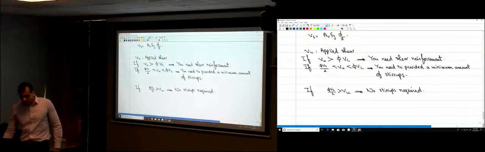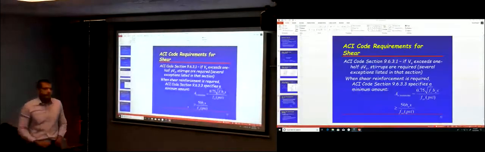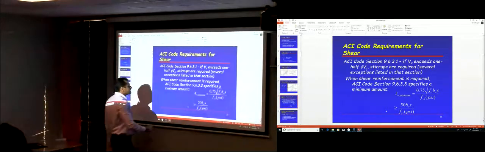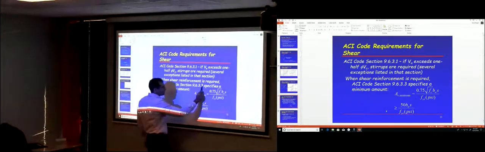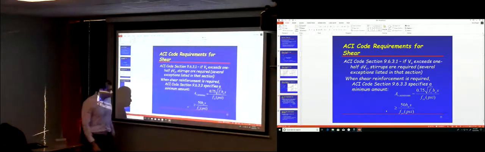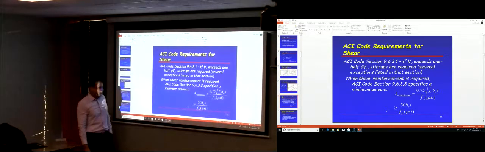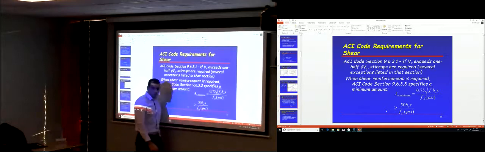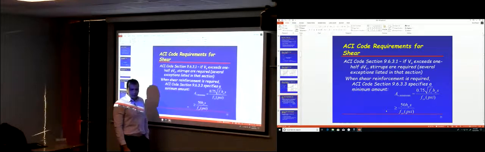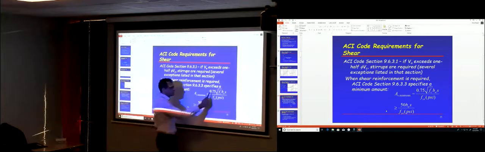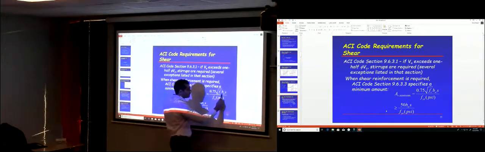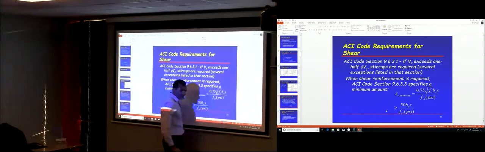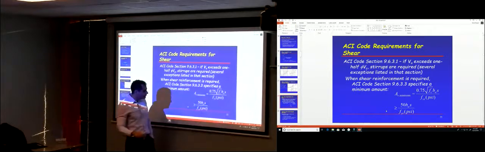So how much is the minimum amount of stirrups that you can provide in a section? So this is given in section 9.6.3.3 in the ACI code, okay? It's 2 equations. So that's the minimum amount of shear reinforcement that can be provided, okay? You cannot put less than this amount. Av minimum here is 0.75 square root f'c b web s. s is the spacing between the stirrups, okay?